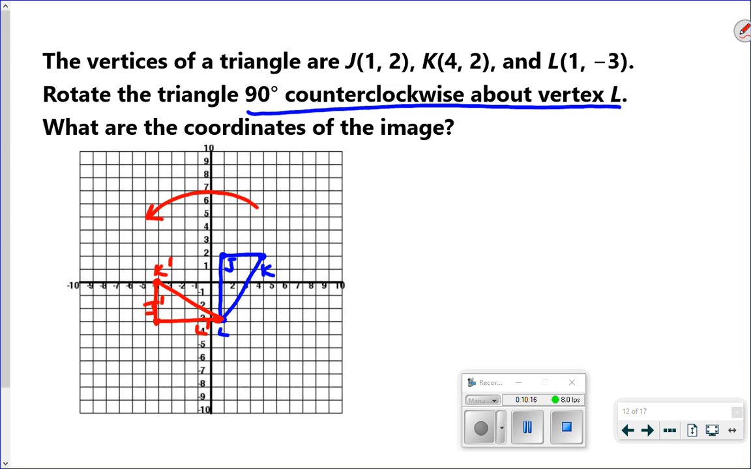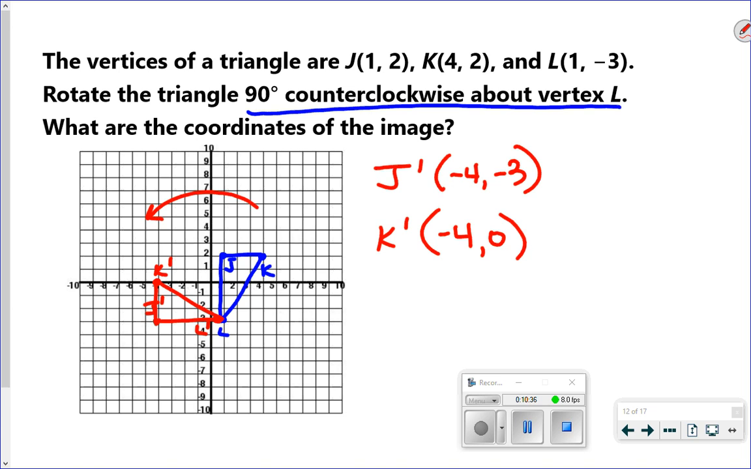All right, so now I need to list my coordinates. It does ask me to do that. So my copy of J, it looks like that is at -4, -3. My copy of K is at -4, 0. And my copy of L is right where it was originally, which is at 1, -3.